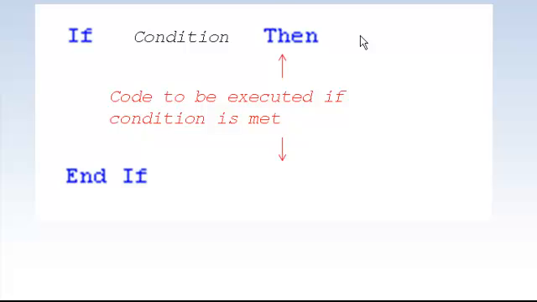Now that's kind of confusing to say. Let me say it one more time. We start by typing if, then we write the condition, which is basically a question. We're asking the computer, is this true? And if it is true, then, that's why the word then is there, all of the code below that is executed until we reach the word end if.